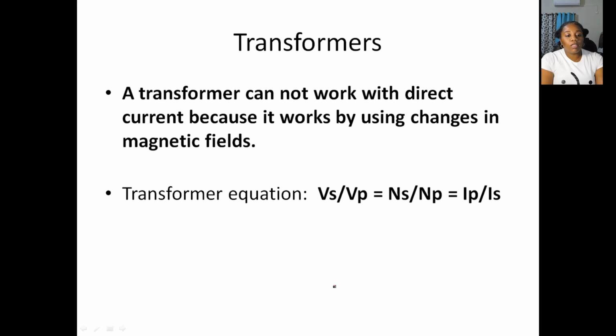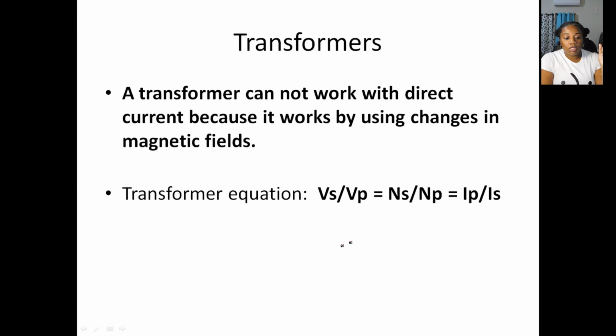A transformer cannot work with direct current because it works by using changes in magnetic fields. The transformer equation is such that the voltage in the secondary coil divided by the voltage in the primary coil is equal to the number of turns in the secondary coil divided by the number of turns in the primary coil, equal to the current in the primary coil divided by the current in the secondary coil.